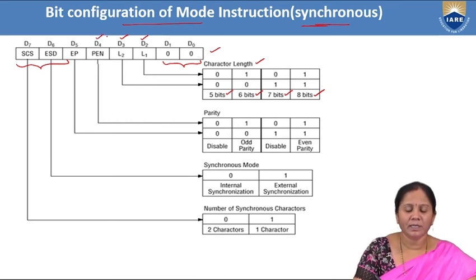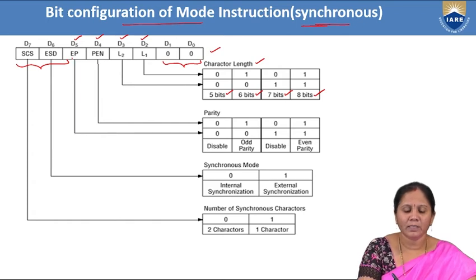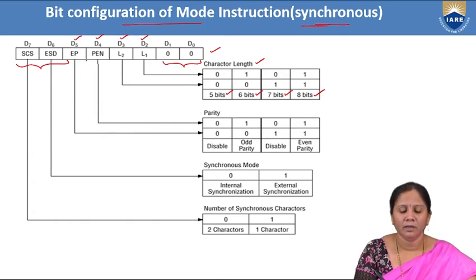And the next bits are D4 and D5. So D4 is PEN, which represents parity enable, and this is EP, enable parity. So these two bits represent the information related to parity. During communication here, we have to include the parity bits, in order to know whether it is even parity or odd parity, and whether any error or correct data is received by the receiver or not.